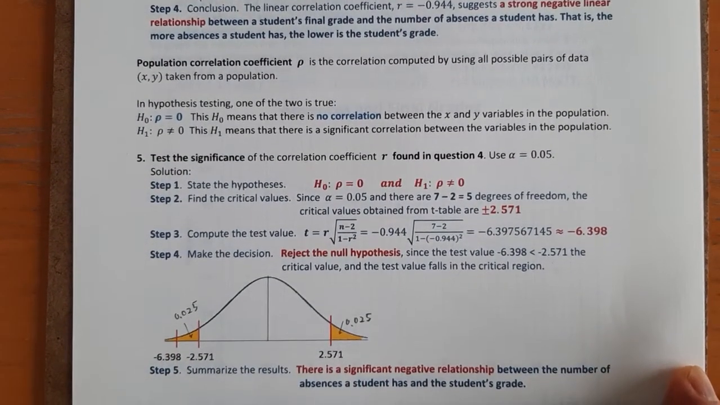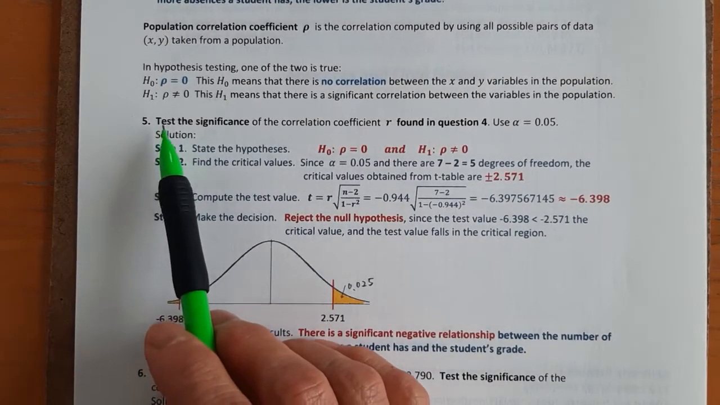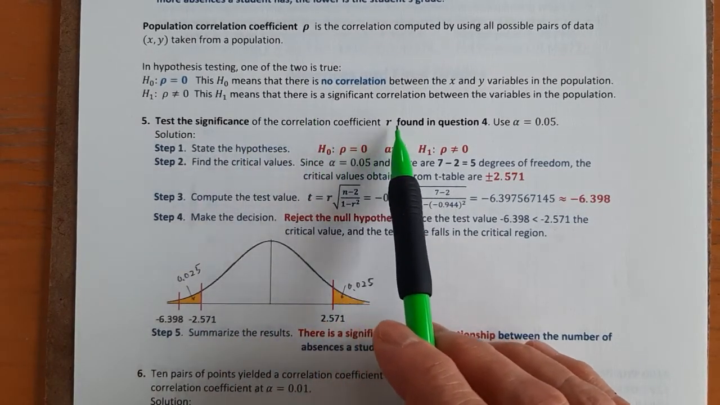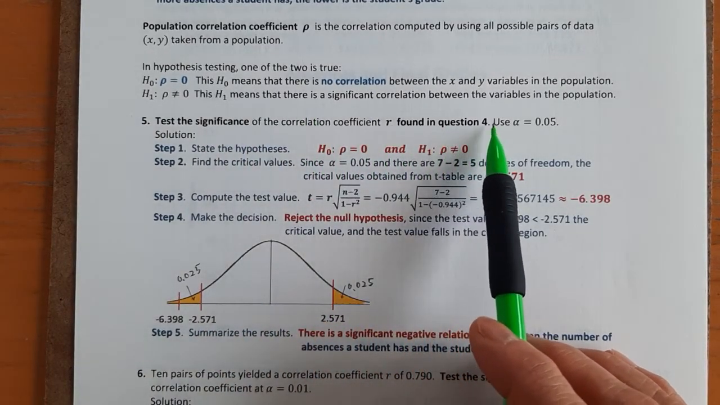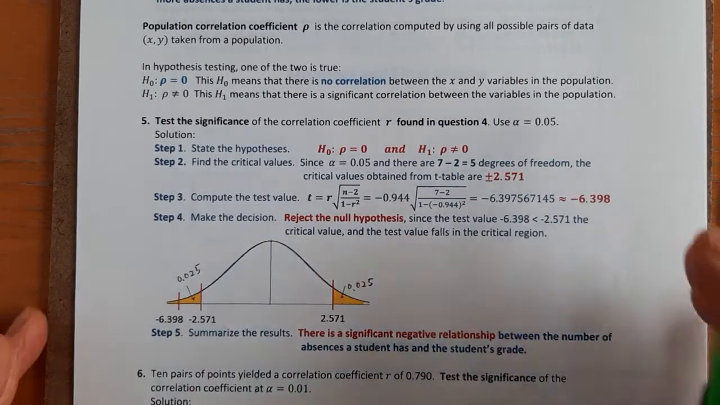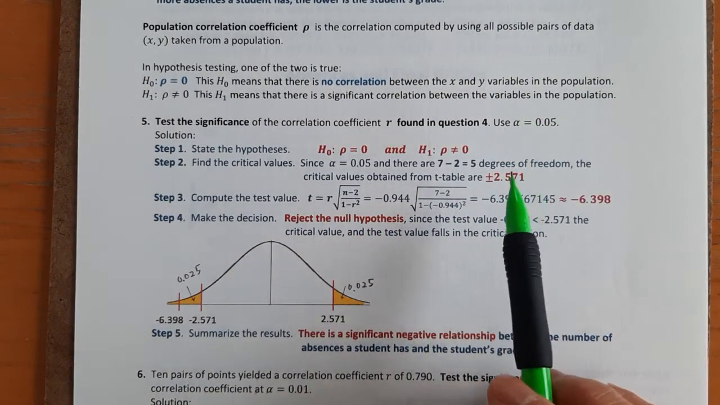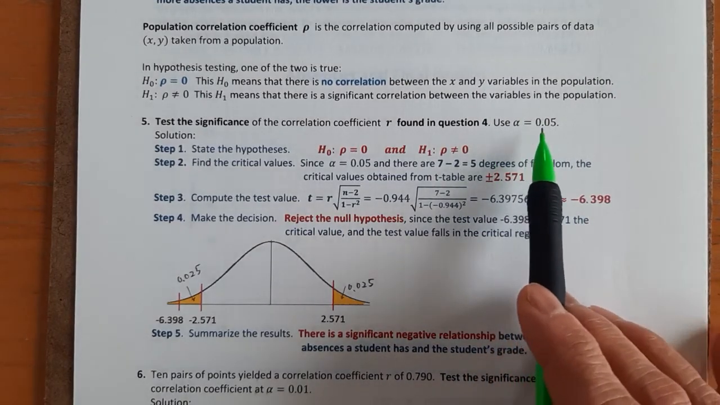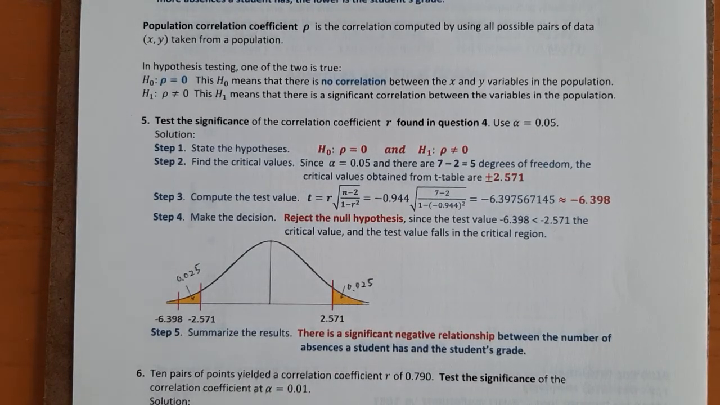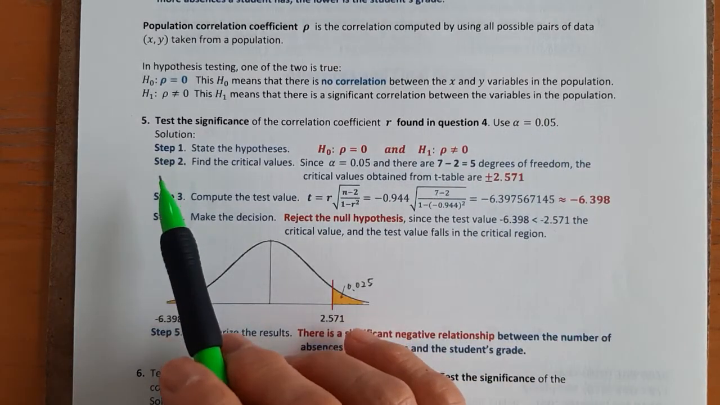Question 5. Example. Test the significance of the correlation coefficient r found in question 4. We found in question 4 that r is negative 0.944. Test the significance of it using alpha equals 0.05. Use 5 steps.